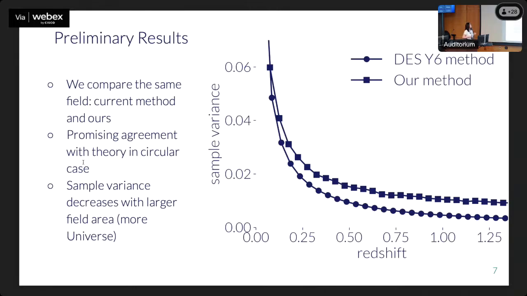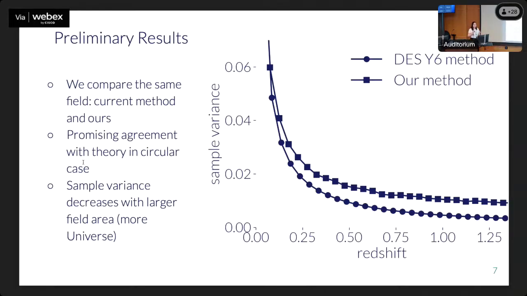We are also very excited to show our preliminary results performed on the real DES year 6 deep field. We compare, on the same field, the current DES year 6 method and our method. The DES year 6 method is shown as the circular dots in the plot on the right, which indicates the DES year 6 method can only deal with circular geometry. Our method, shown as the square dots, is good in arbitrary geometry. In the right plot, we can see that our method is slightly higher in sample variance than the DES year 6 method, but more robust.